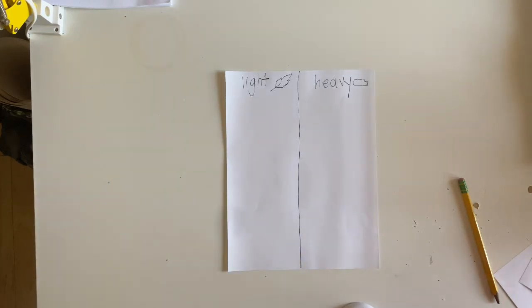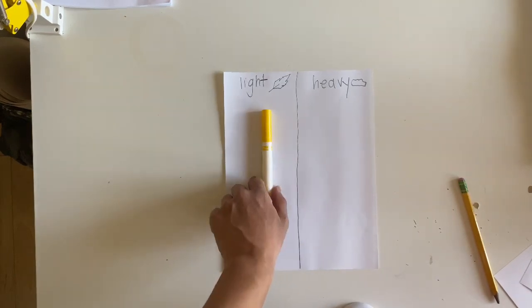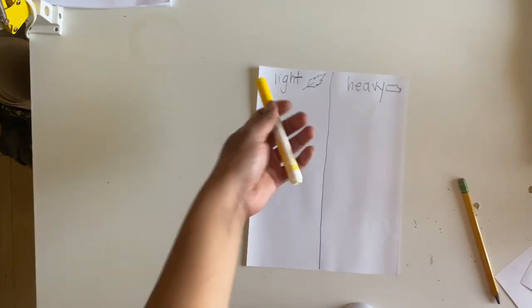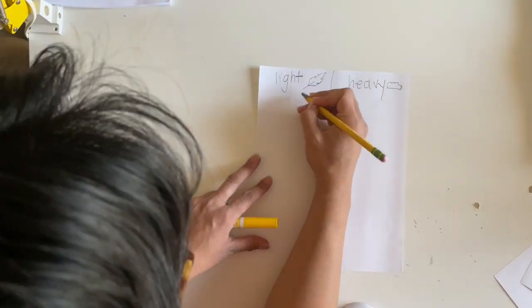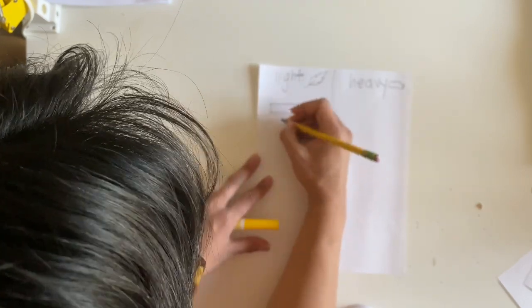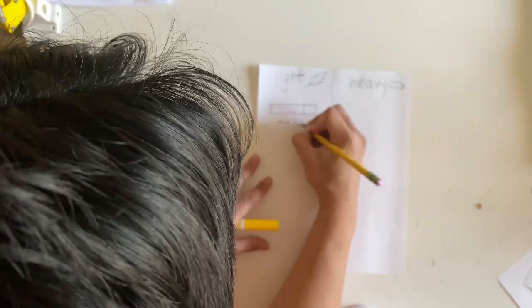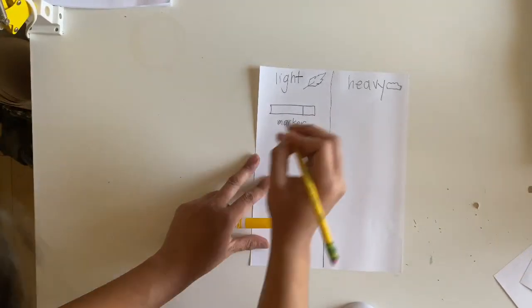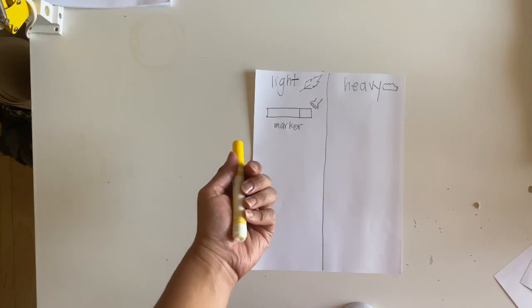I have 1 light object here. I have a marker. I know the weight of this marker is light because it's super easy to pick up. Look, I picked it up super easily. So I'm gonna draw a marker, just like that. Super easy. I'm gonna write down the name of the object, marker. And I'm gonna label it and draw a hand to imagine myself picking up the marker. And when I pick up the marker, it's light.